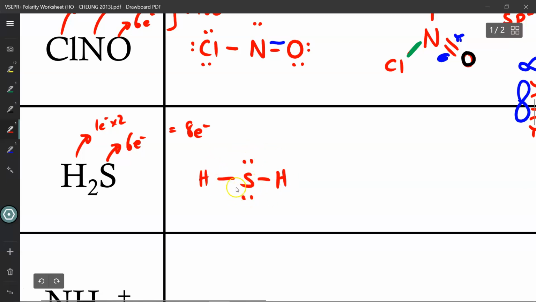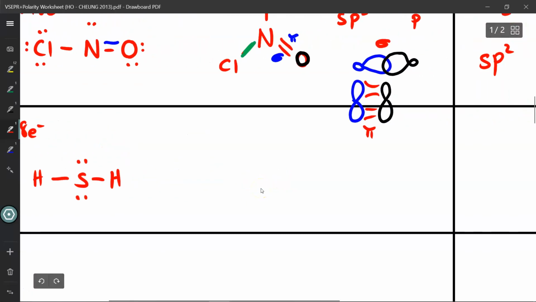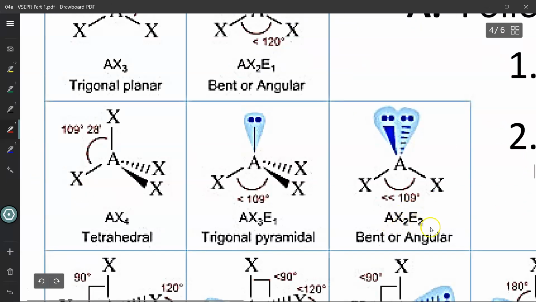And now we've got an octet structure for the sulfur and a duet structure for the hydrogen because it can't have 8 electrons in the first shell. So everybody's pretty stable over here. This gives me an AX formula of AX2E2, because of the 2 ligands, the hydrogens, and the 2 lone pairs. AX2E2 is another way of getting a bent or angular shape.